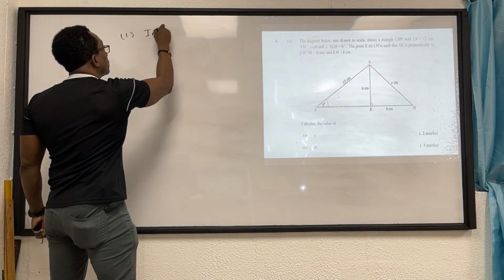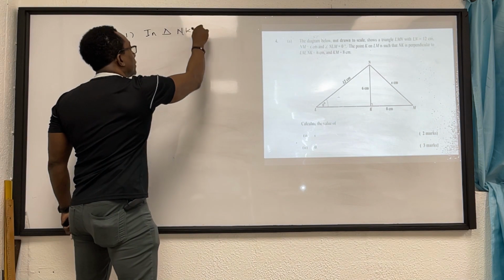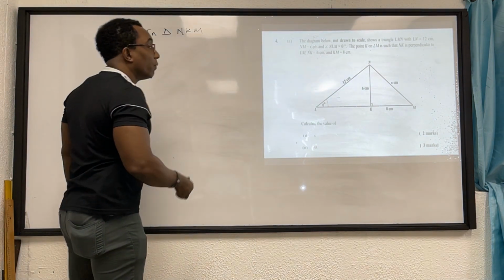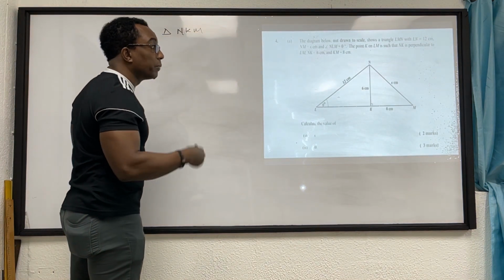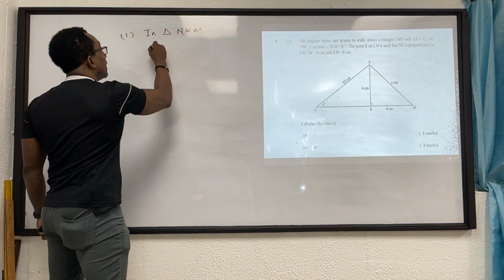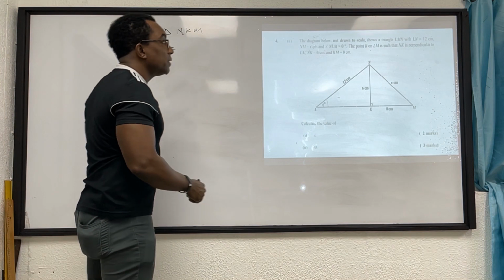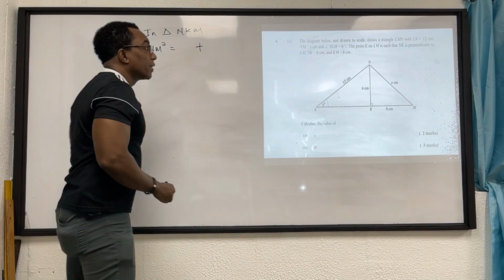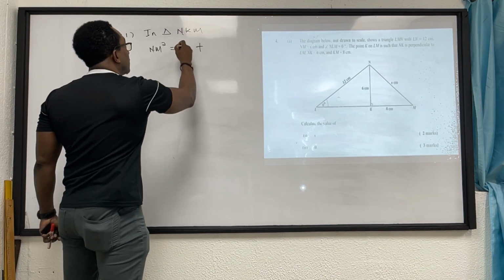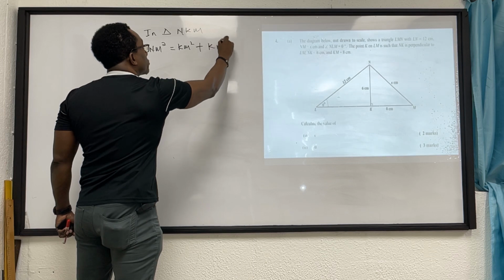I'm going to say in triangle NKM or MKN, however you choose to name it, we're going to begin by always writing Pythagoras theorem. We begin with the hypotenuse squared. So the hypotenuse in this case will be NM squared. So I'll use the vertices to name the length, is equal to the sum of the squares of the other two sides. And in any order, it doesn't matter. We can put KM squared plus KN squared.